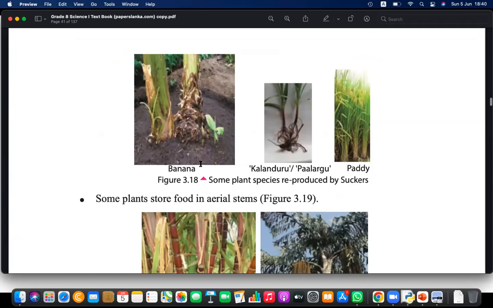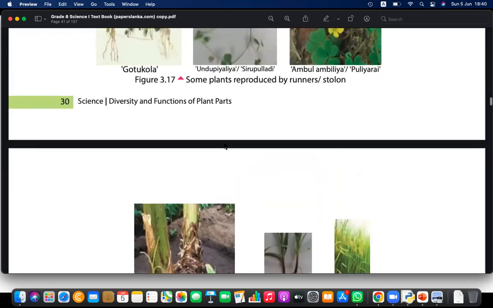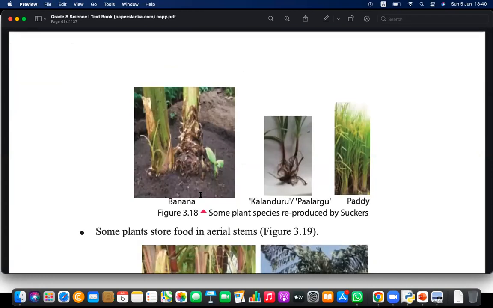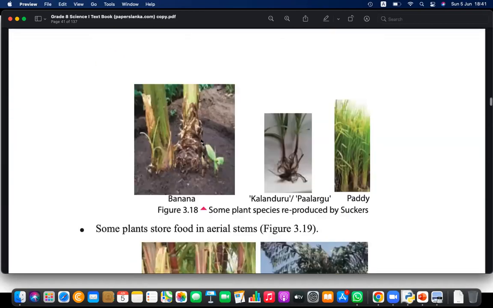And so these are some other examples. These are called suckers. You can say this is either subaerial or underground, right? Why? Because this is banana. What you see is actually a form made by wrapping leaves. It's not a real stem. The stem is basically underground. So those are called suckers. They reproduce using these suckers. So you can see paddy, kalanduru, banana. Those have such stems.